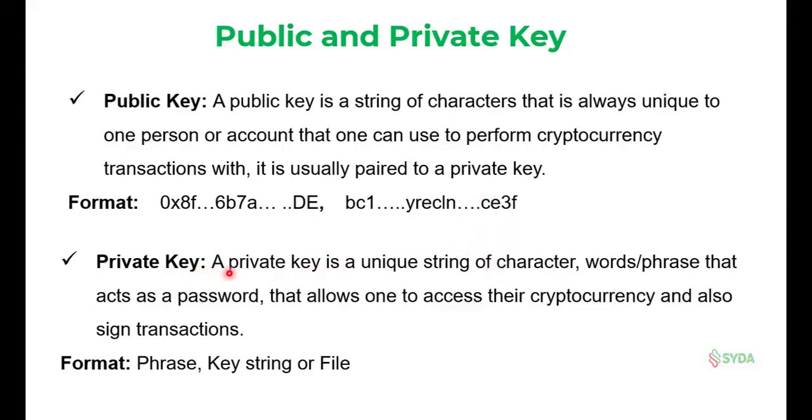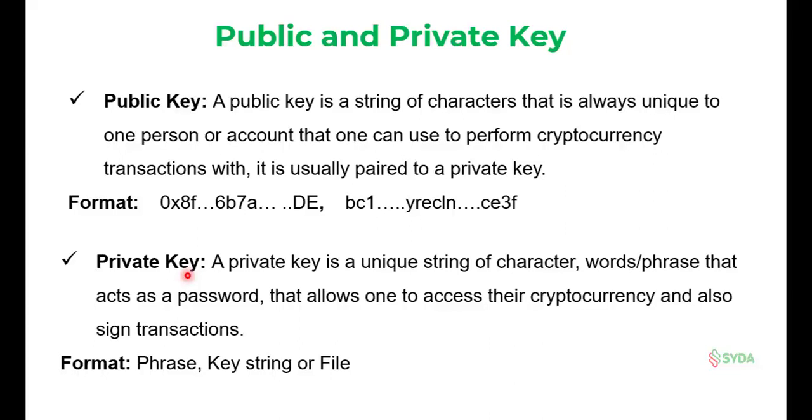Now the next thing is the private key. A private key is a unique string of characters, usually in the form of words or a phrase, that acts as a password that allows one to access their cryptocurrency and also sign transactions. It is usually in the format of a phrase, key string, or file. A private key is one vital thing that you shouldn't lose. Once you lose your private key, having your public key is useless. You don't use your address to access your private key.